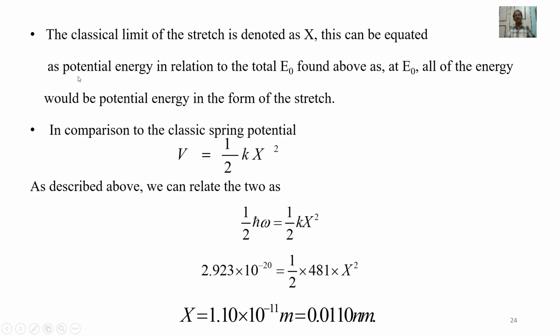In comparison to the classical spring potential, we know that V equals half k x squared. So now we are going to equate half h bar omega, the energy that we obtained earlier, to half k x squared, because the total energy is nothing but potential energy. And here the value of k is 481, which will be given in the problem. So now x can be easily calculated, which is obtained as 0.0110 nanometer.